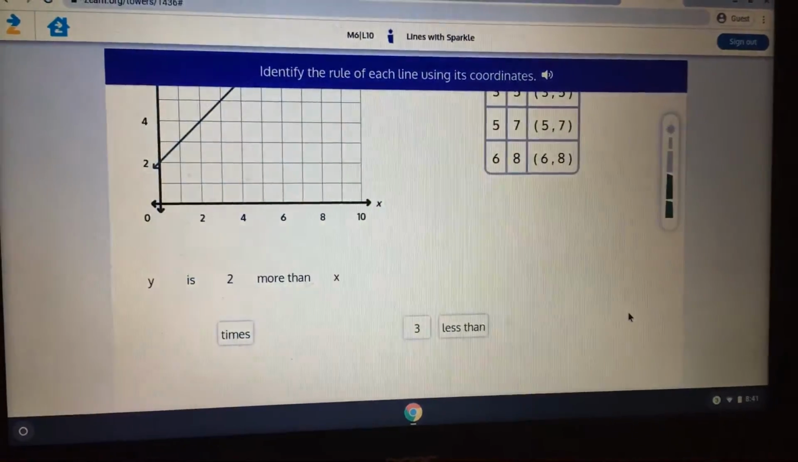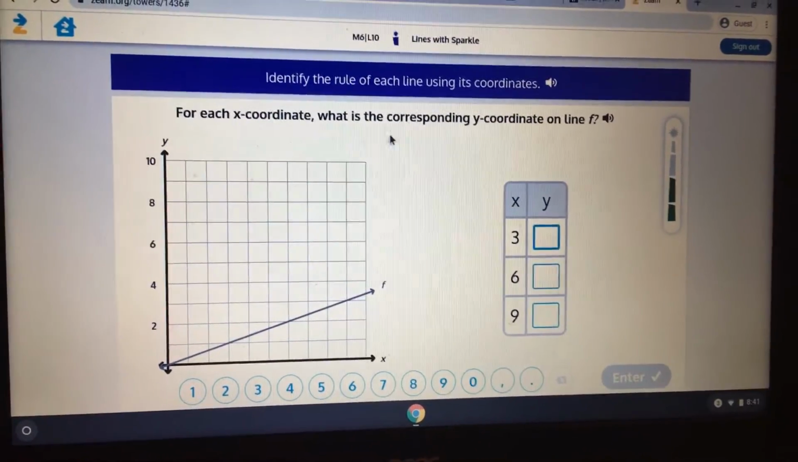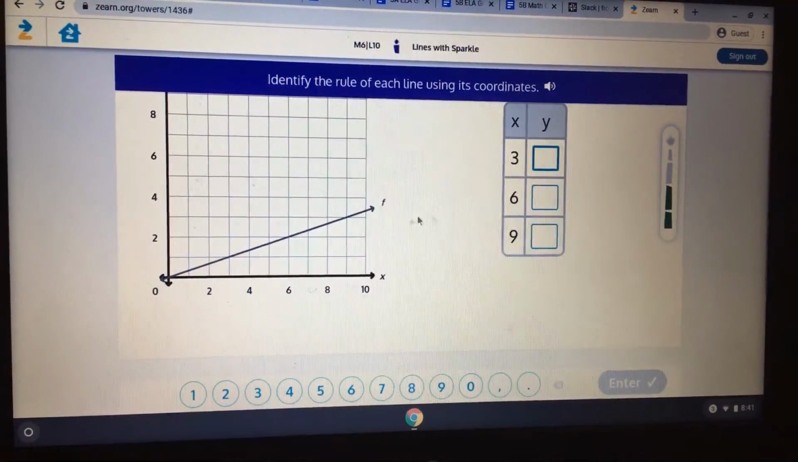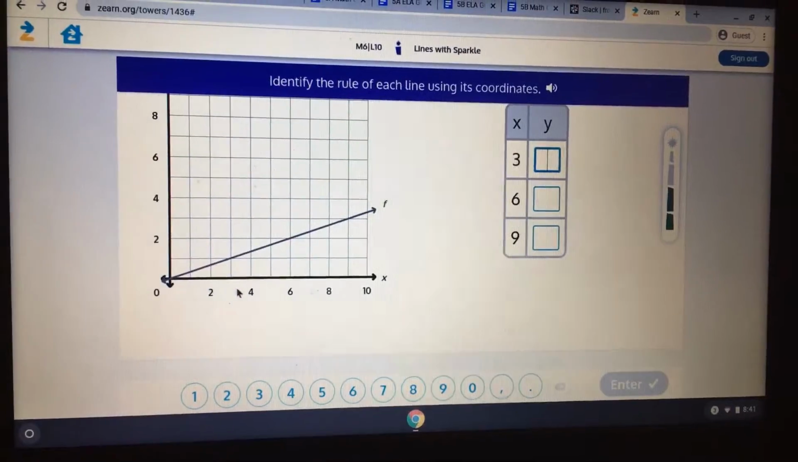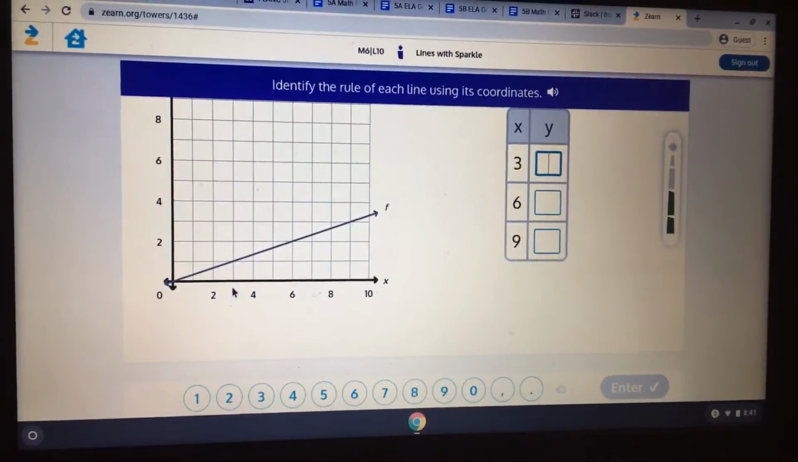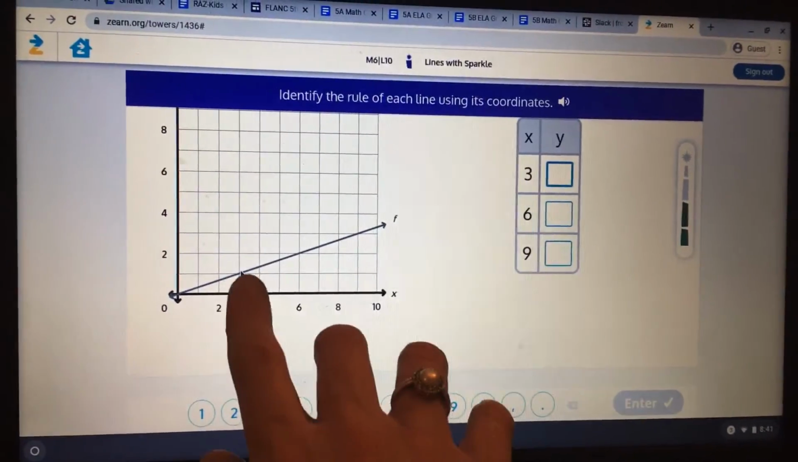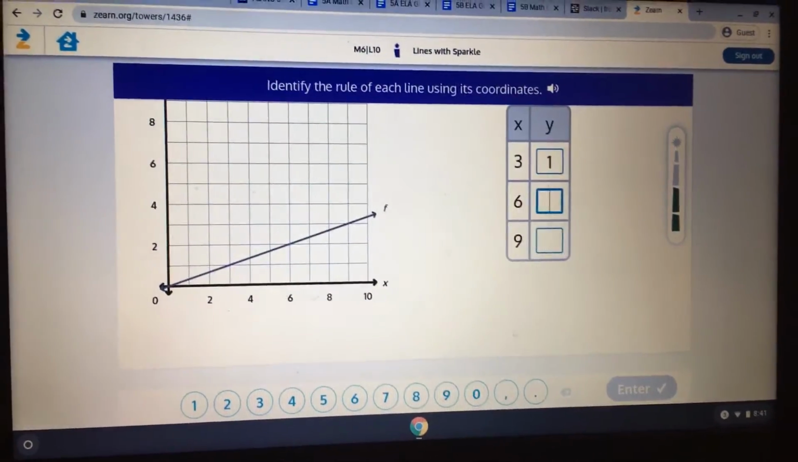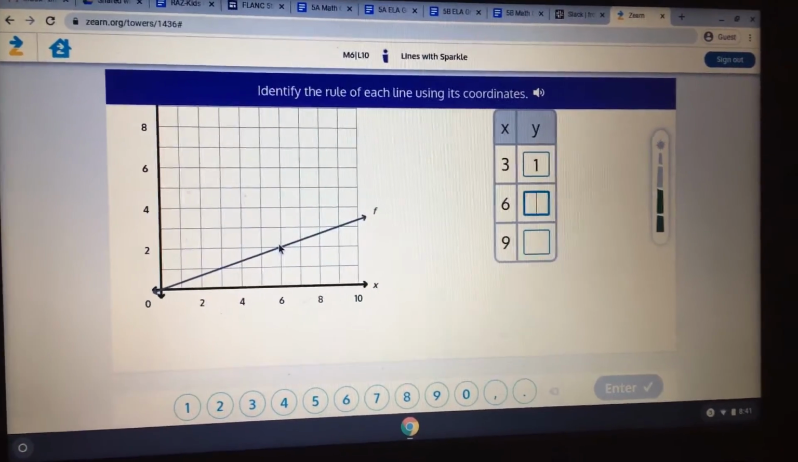All right, as we keep moving forward, for each x coordinate, what is the corresponding y coordinate on line F? So again, we're doing the same thing here. Our coordinate plane is the exact same. We're going by 2, so our in-betweens are our odd numbers. So here's our 3 coming to meet our line. If we draw a line straight across to meet our y-axis, we fall onto our 1. Okay, coming here, we've got 6 coming up to our line. We fall right on the line.